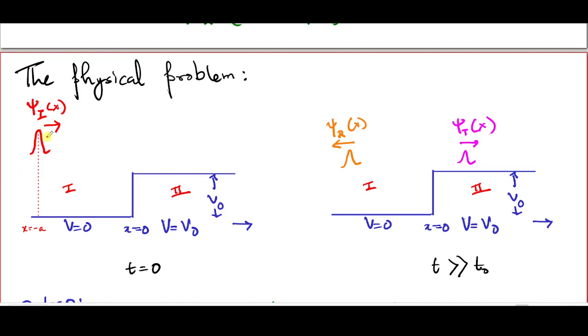So what we have here is a reasonably well confined packet, a narrow packet, narrow enough such that at this instant it's very far away from the step. The wave packet dies out very rapidly, well before it reaches the step. But at the same time, it's not so narrow that we cannot talk reliably about its mean energy.